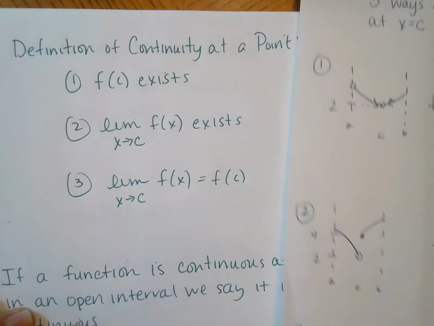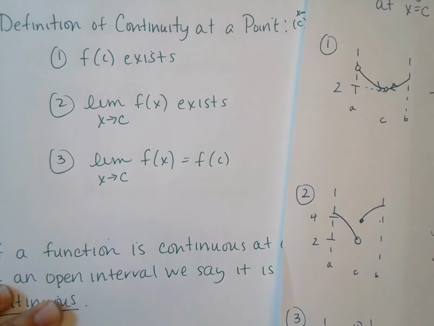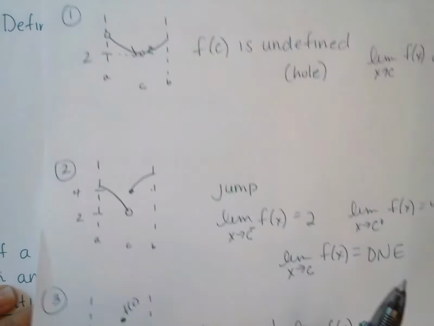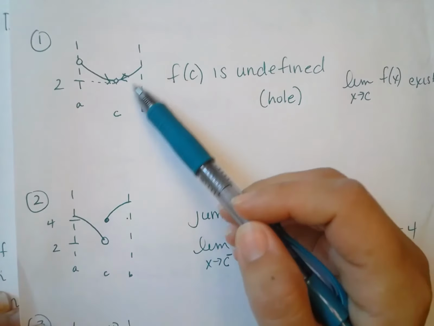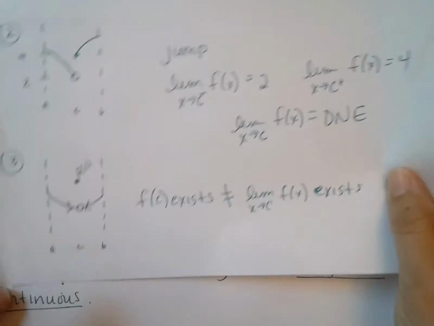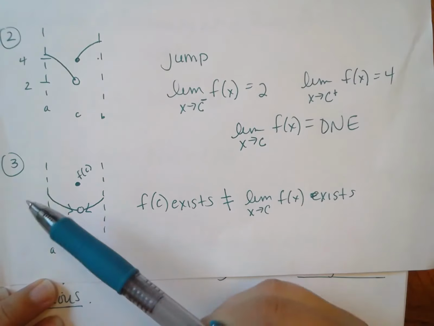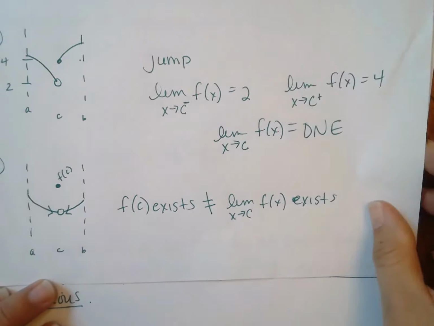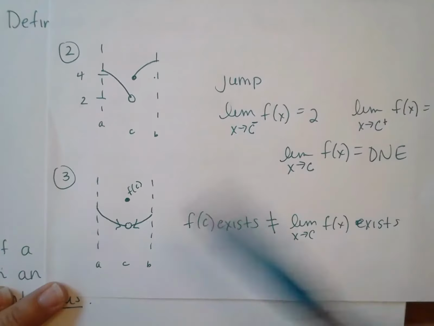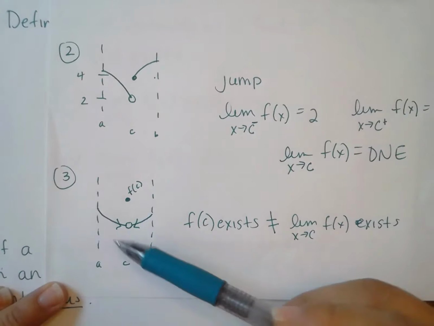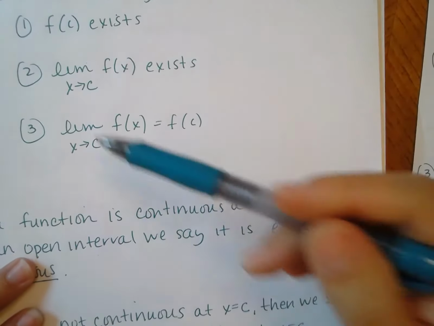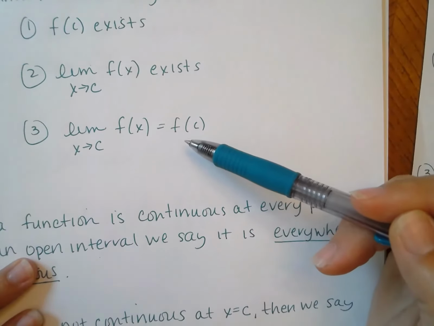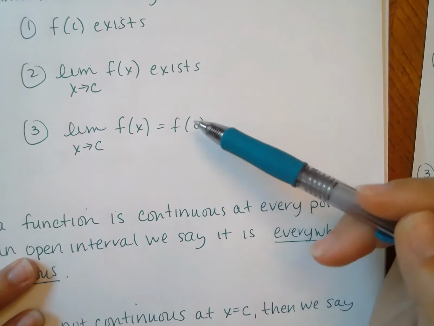The next one is that the limit as x approaches c of f exists. Again, this is that case. The limit does in fact exist, and actually the limit exists down here too. So it's not enough. We said that f of c has to exist first of all, so that point has to exist. The limit also has to exist, and then this last thing is that the limit has to equal the functional point there.